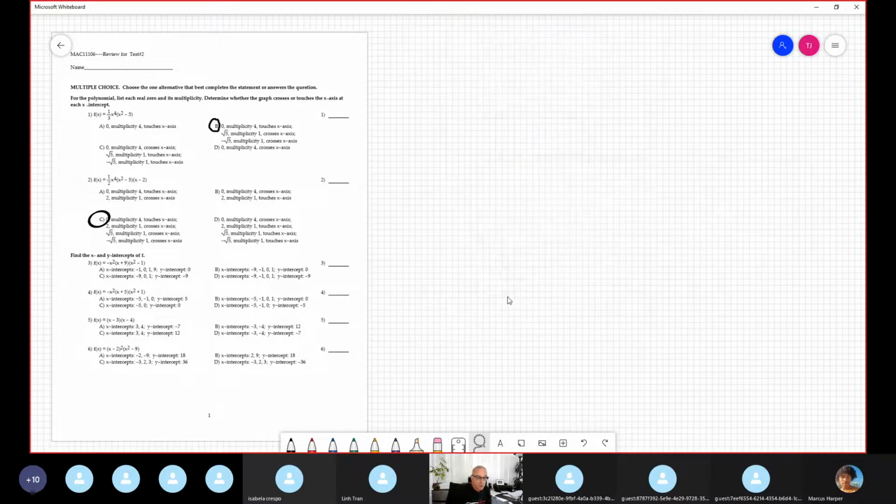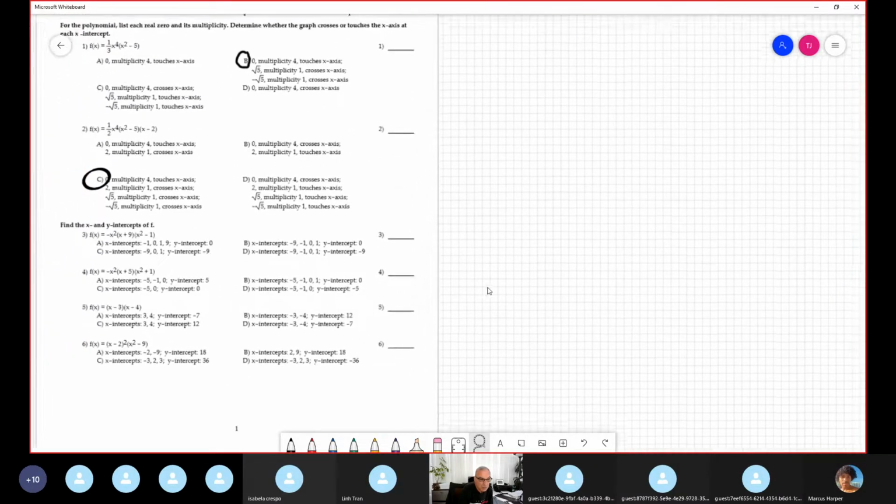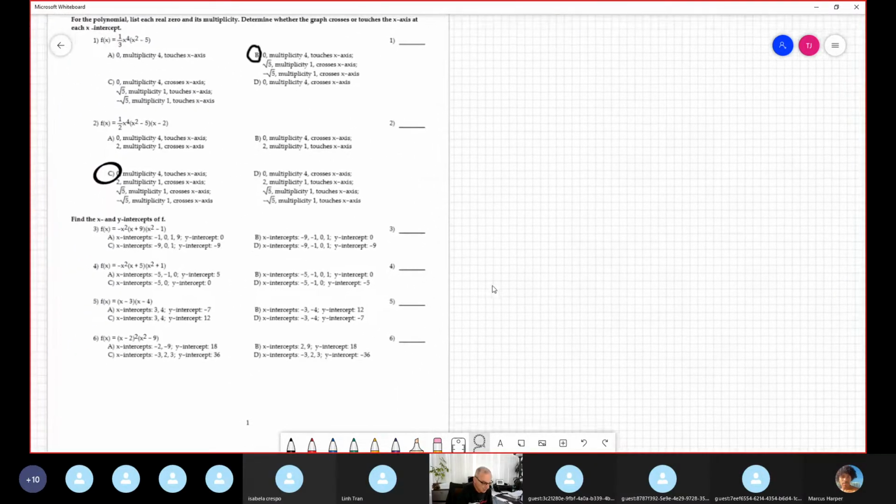Okay, number 3 is different, because in numbers 3, 4, 5, and 6, I don't know if it's 7 also. Let me check it out on my paper. No, 7 is another thing. I need to find x and y-intercept.